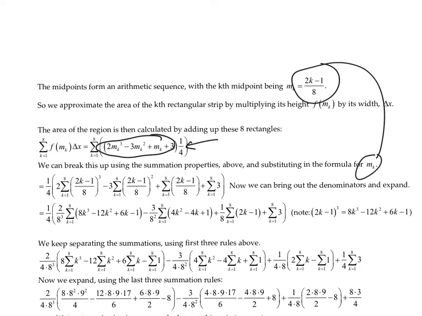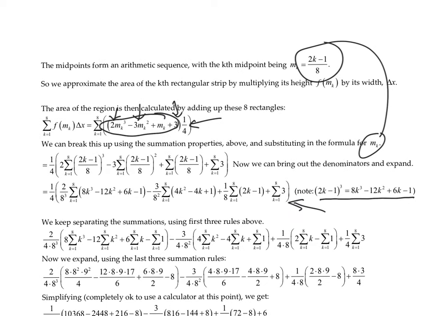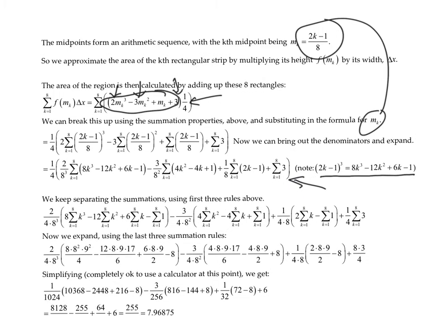I pull the 1/4 out from every term. I can then pull out also the coefficients 2, -3, and the constant 3. Now, I bring out the denominators, 8 cubed, 8 squared, and 8, and I get the expression that we can see here. I have also expanded out 2k minus 1 cubed for you right here. If you keep separating the summations using the first 3 rules above, you'll gradually get these expressions.